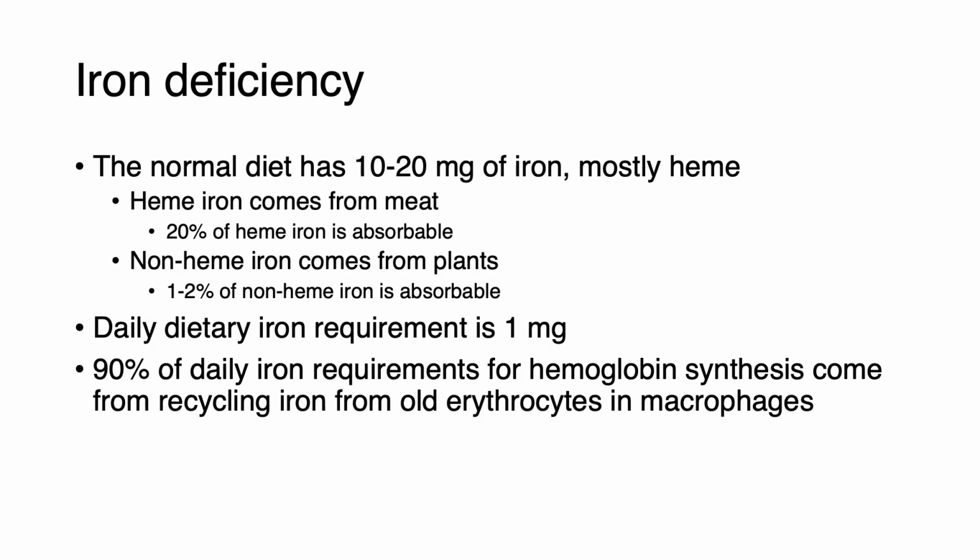So normally your diet has about 10 to 20 milligrams of iron a day, which mostly comes from heme, and heme iron comes from meat. 20% of heme iron is absorbable. You can get iron from plants though, so if you're a vegetarian, that's okay. You can still get iron, but it is less absorbable.